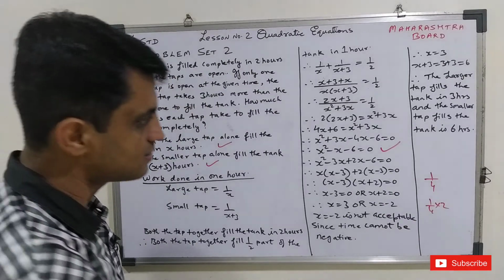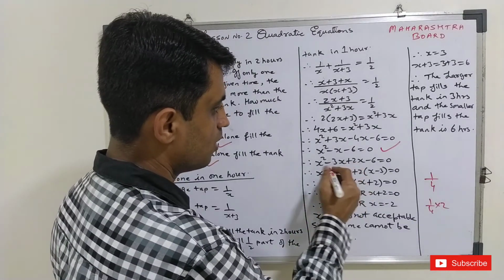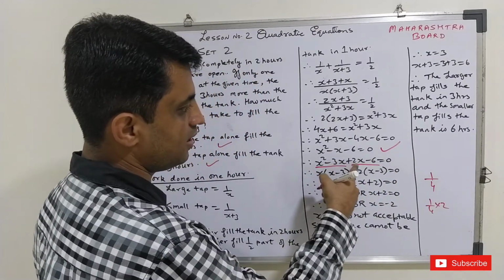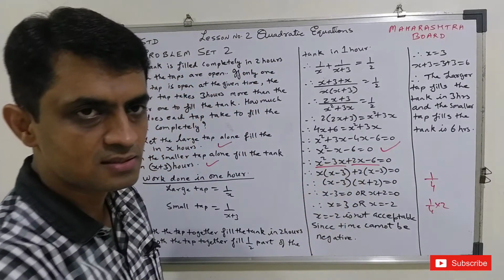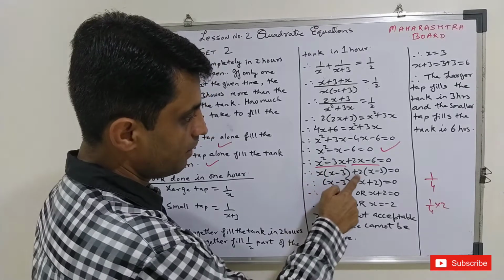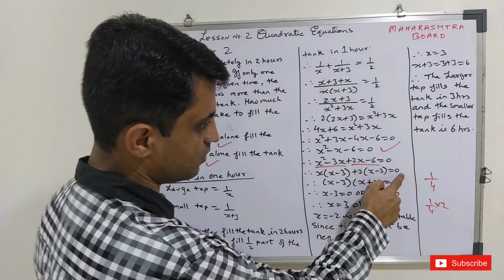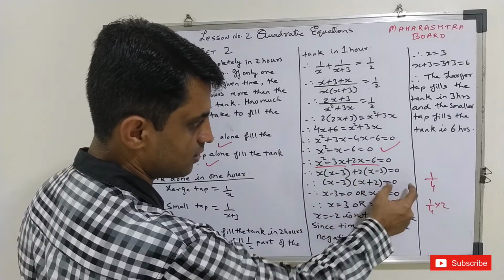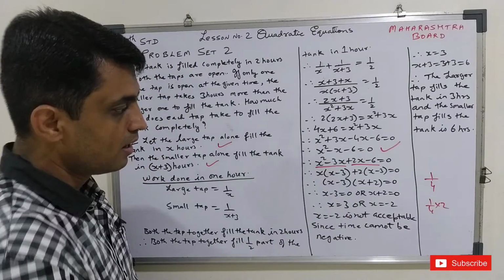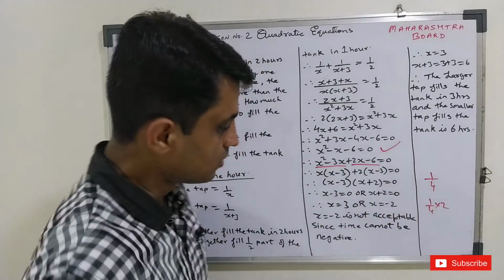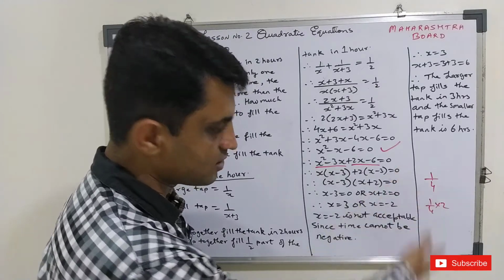What are the factors? Minus 3 and plus 2. Minus 3 plus 2 will give you minus 1, and minus 3 into plus 2 will give you minus 6. Take out common: x minus 3, plus 2 common. x minus 3 is equal to 0. So what are the factors? x minus 3 and x plus 2 is equal to 0. Compare with 0. x minus 3 is equal to 0 or x plus 2 is equal to 0. So x is equal to 3 or x is equal to minus 2.